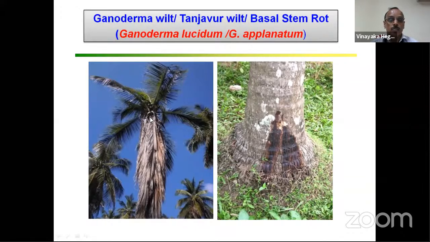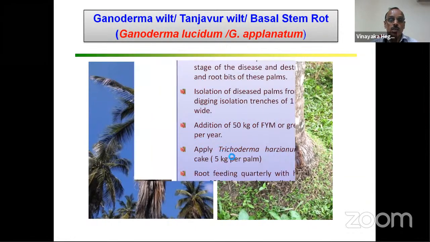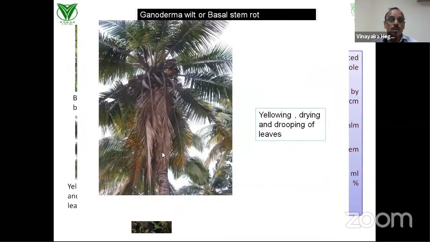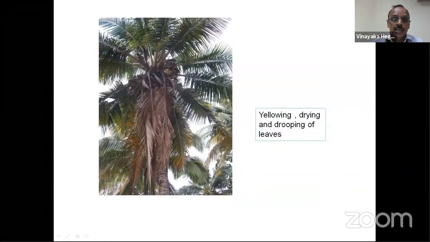By that time, you see in these palms the leaves will become yellow and there will be drooping of the leaves. These are the symptoms which we can see: slight yellowing, and then drooping of the leaves. This is the symptom of basal stem rot disease. Sometimes during drought periods, or with nutrient deficiency, there will also be yellowing as well as drooping of leaves. We should first see whether it is due to the drought situation or a nutrient problem. Then only will we be able to diagnose exactly.